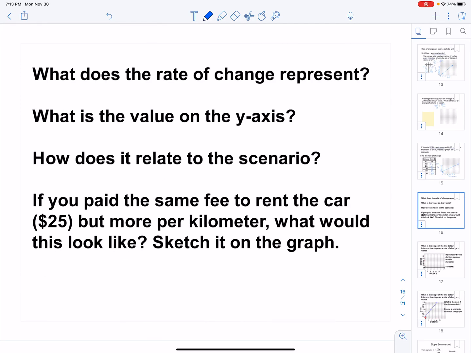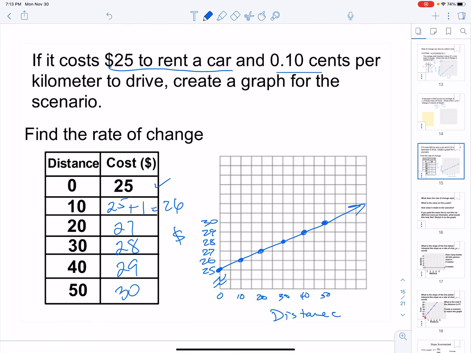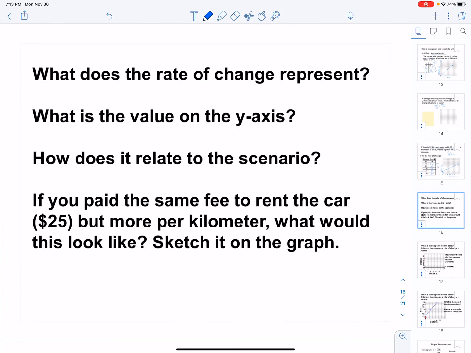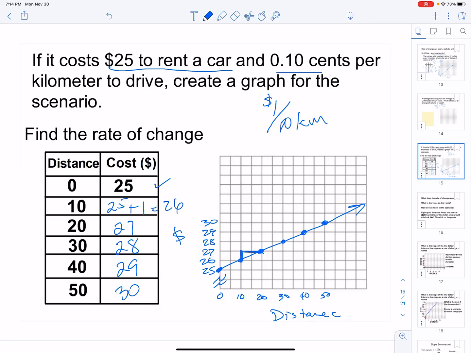So what does the rate of change represent? The rate of change, when we go back and look at this graph, represents what? What is my slope, in other words? My slope is $1 for every what? For every 10 kilometers. So $1 for every 10 kilometers. That's my slope, right? Okay, so what is the value on the y-axis? Our y-axis, what did we put? We put the dollar amount, because that is dependent upon how many kilometers I travel.